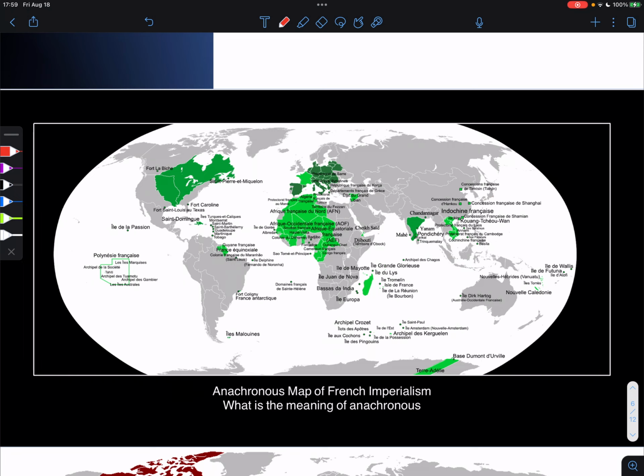Because as we know, the French lost their possessions in North America and Canada, and lost all of those positions. But this is the 19th century version of it, right?